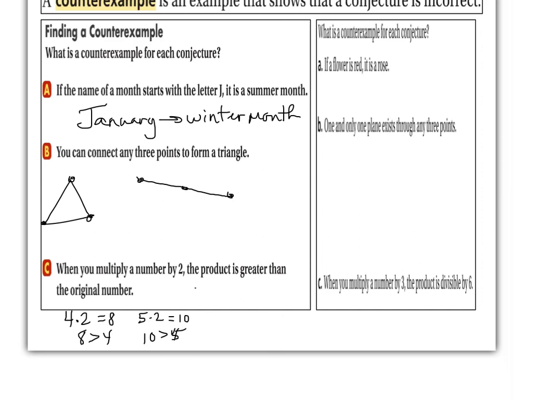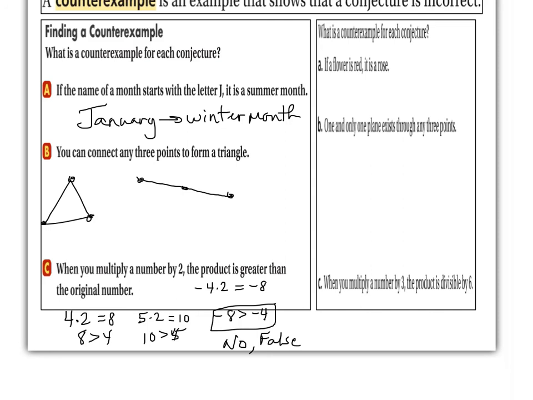Let's take negative 4 times 2. That gives me negative 8. Is negative 8 greater than negative 4? No. This is my counterexample. That's false. Negative 8 is not greater than negative 4. In this case, it's true for positive numbers, but it's not true for negative numbers.